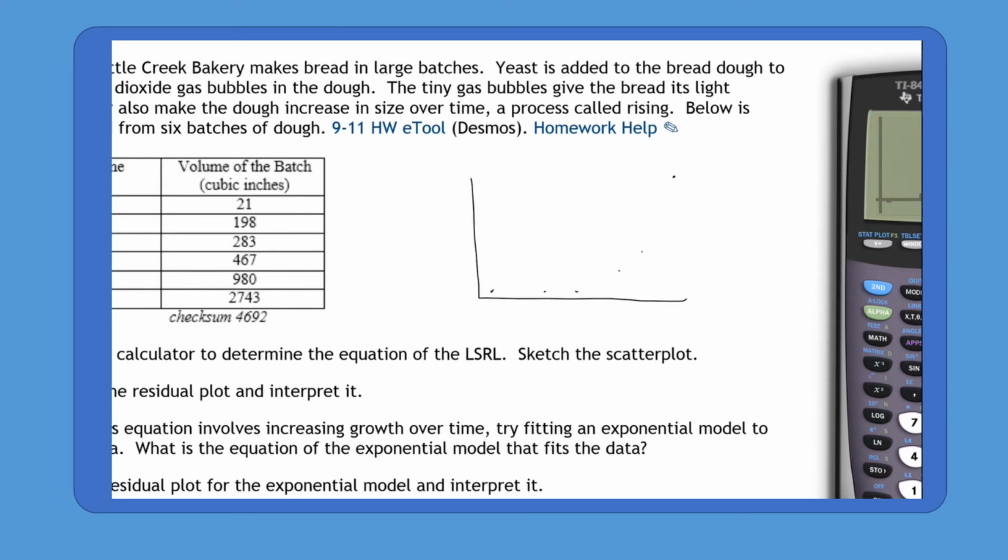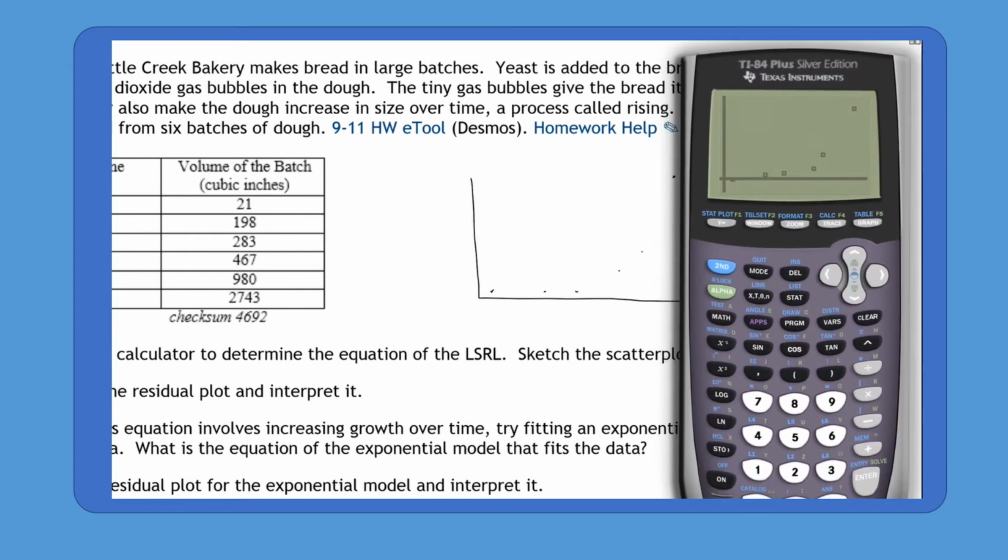Now as I look at that, obviously a line is not a good candidate for this data. Let's go ahead and do a linear regression. So if I hit stat, go over to calc, linear regression is option number 4, and we'll go enter, enter, enter. As soon as I do that, there is the line of best fit, and if I want to display that line of best fit on my data, I can hit y equals, and then grab that equation.